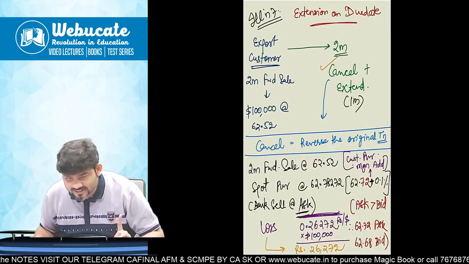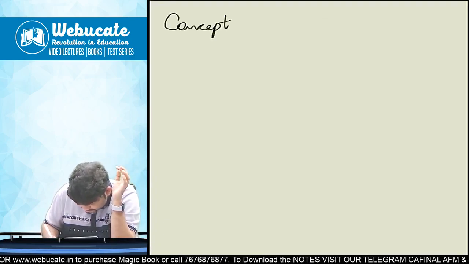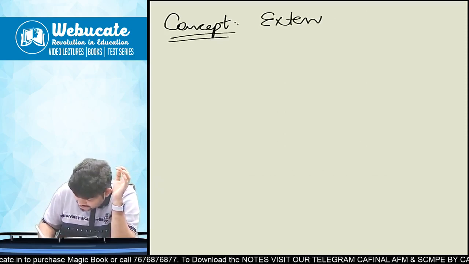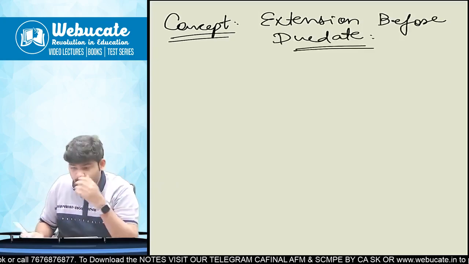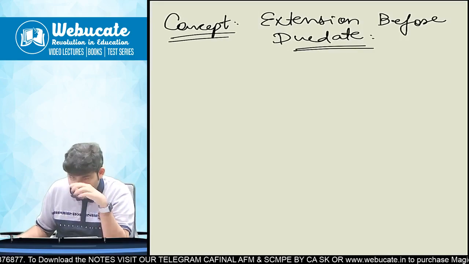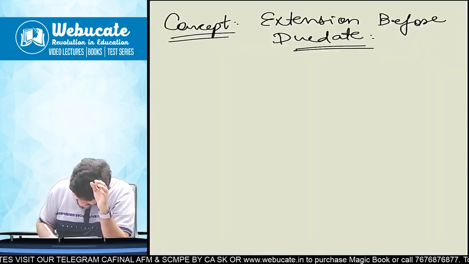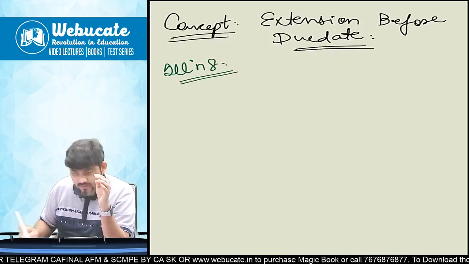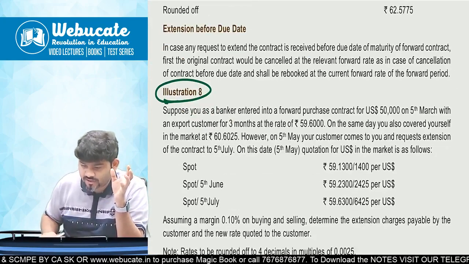Now, so extension on due date is done. What is left? Extension before due date. Then after due date, late cancellation, late delivery, all of that we'll do together in the last sum. Okay? Chalo, now we are almost on the second last sum. Wow, so good, na? Slowly, steadily, we are almost on the verge of completion. Extension, but before due date. And that is what we call illustration 8. Let's start with illustration 8.